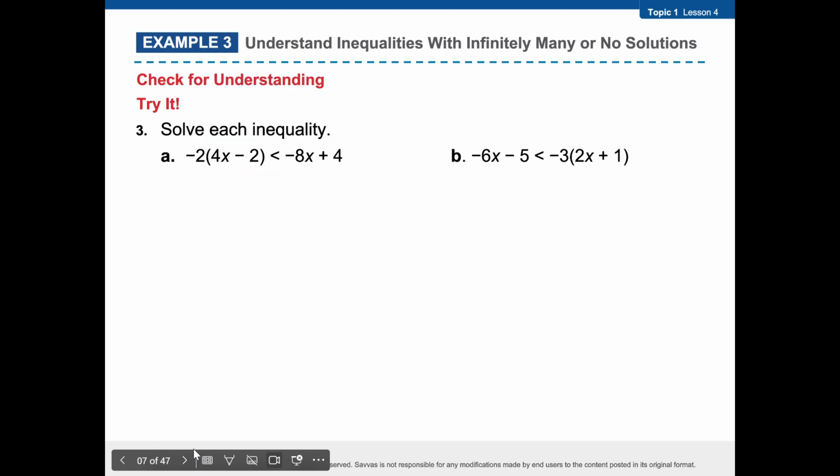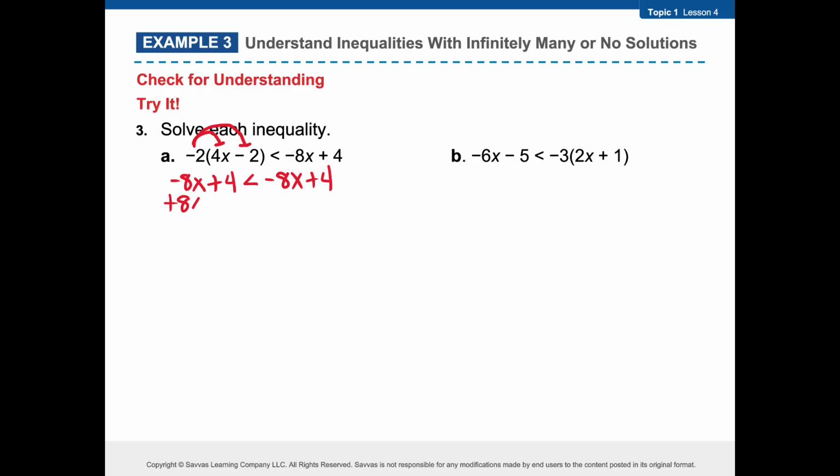You can pause it, try these on your own, see if you get the same answers. Negative times positive, negative 8x, negative times another negative, positive 4, less than negative 8x plus 4. Cancel out my variables, positive 8x to both sides. They completely disappear. Now don't just look at the numbers because it's not an equation. You have to ask yourself, is this true? Is 4 less than 4? It is not, so this would be an example of no solution.